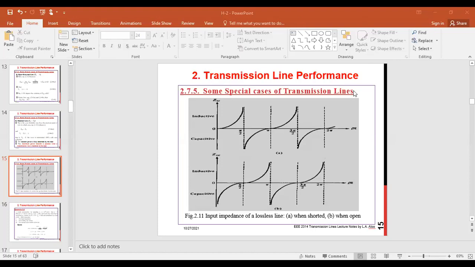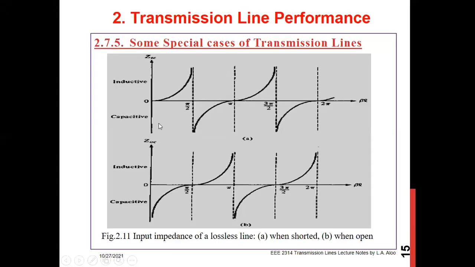So let's then continue. I was explaining a very important point here, members, which I don't want to escape us. The upper plot is Z short circuit against the electrical length, but you can also put wavelength lambda here. And the second plot is Z open circuit against the electrical length beta L, but you can also use wavelength lambda there.